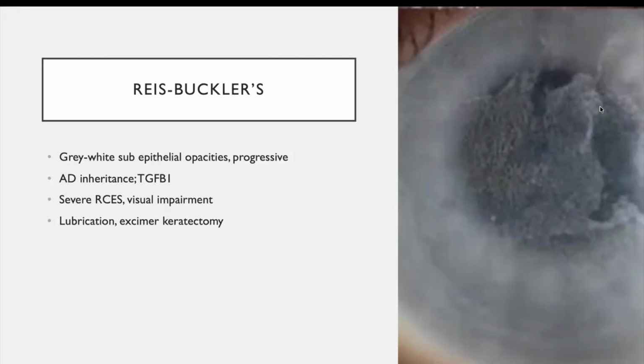So they get these recurrent erosions. It can get visual impairment, again, because of the scarring, and you're getting these severe erosions. And essentially, you're going to treat these people with lubrication, and you may even consider some laser keratectomy to essentially just burn that anterior layer and stimulate a regrowth in the hopes that it will grow a bit better.